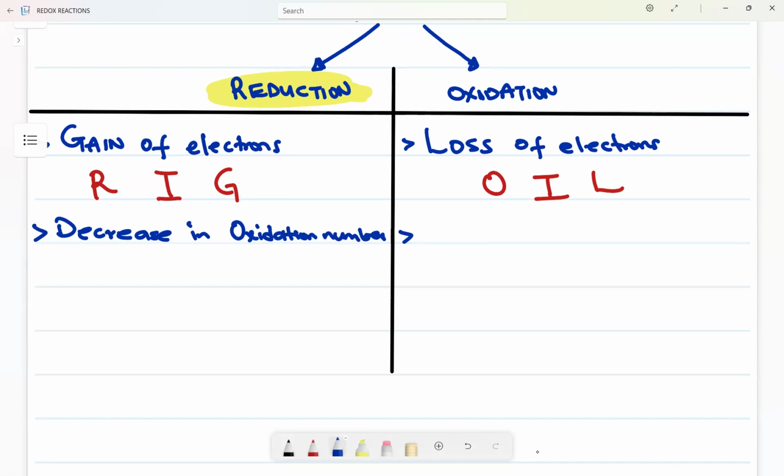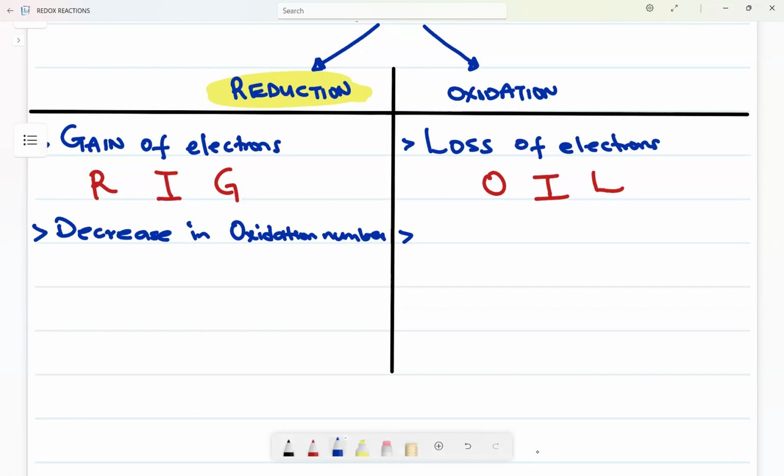Okay, because it is reduced. And this does not apply to electron transfer. We don't say when it is reduced, it loses electrons. No, for electrons, use OIL RIG for better understanding. So if there is a decrease in oxidation number, it is reduction.